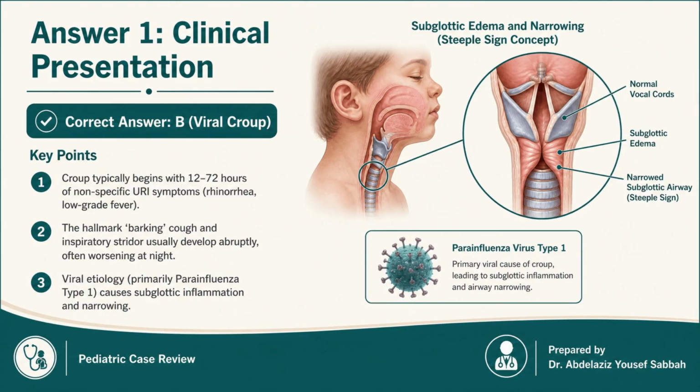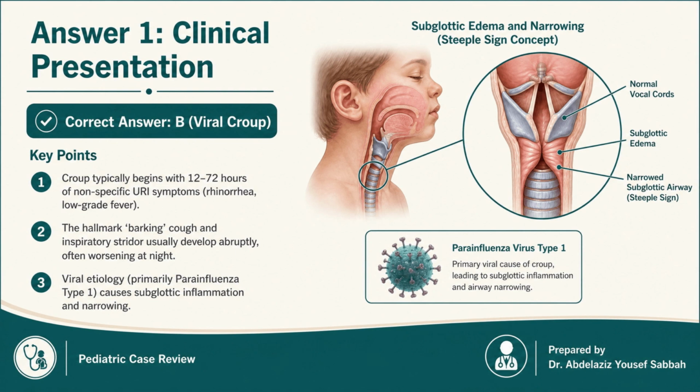Croup typically begins with 12 to 72 hours of non-specific upper respiratory infection symptoms, such as rhinorrhea and low-grade fever. The hallmark barking cough and inspiratory stridor usually develop abruptly and often worsen at night, which is a classic feature parents will describe. The viral etiology, most commonly parainfluenza virus type 1, causes subglottic inflammation and narrowing, which produces the characteristic steeple sign on imaging and the typical sound of stridor.